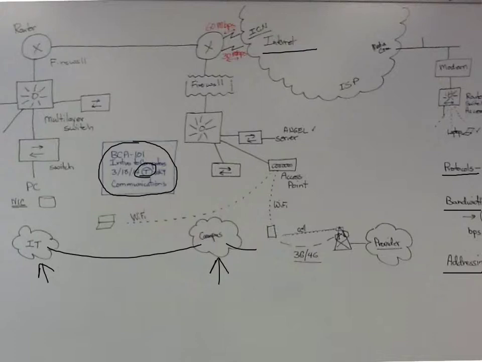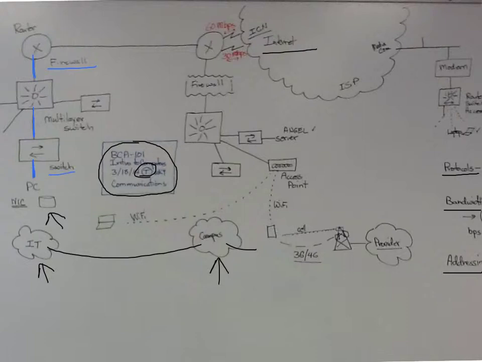So in our case, we have a PC. That PC is wired with some medium to a switch. That switch has some wire running to a multi-layered switch, which is wired to a router, and that router is acting as a firewall.